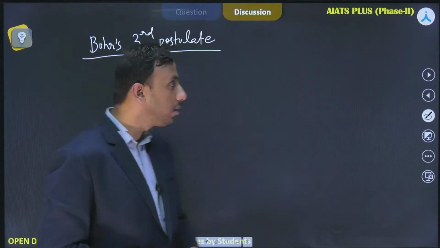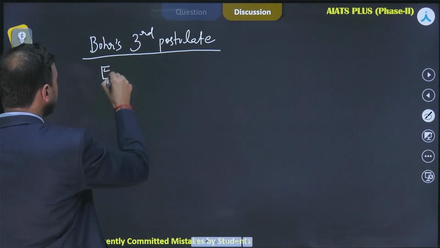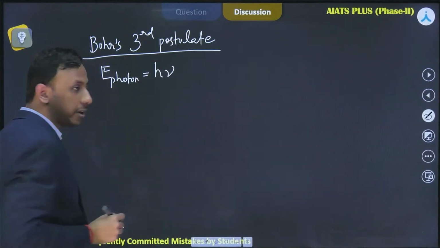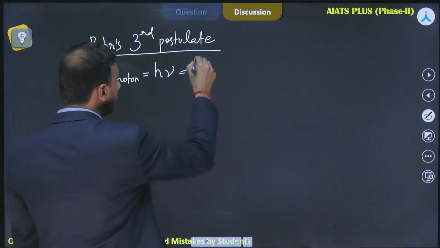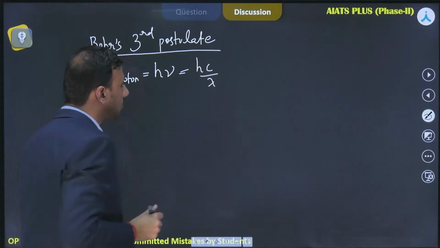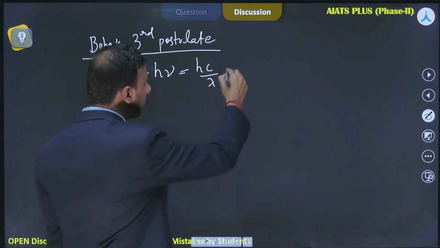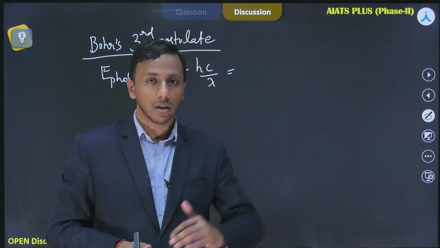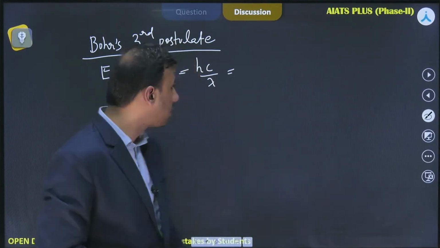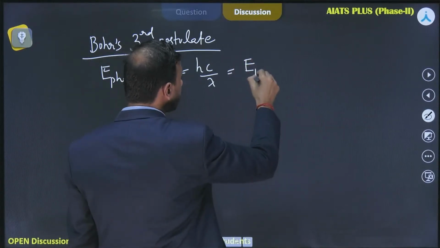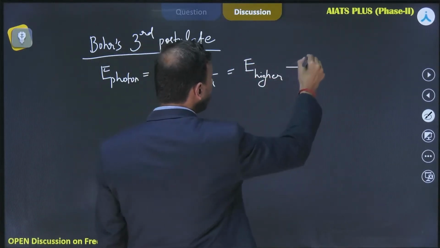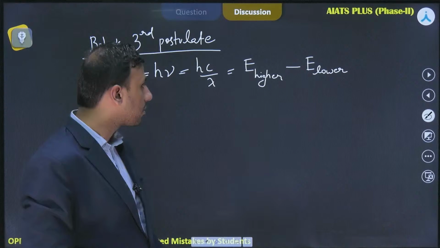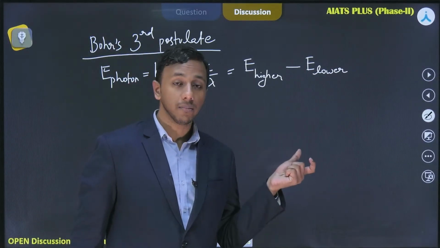And the energy of that photon can be written as h into nu, where nu is the frequency, or we can say it is equal to h into c by lambda, where lambda is the wavelength. And this would be equal to what exactly? As I said, it moves from a higher orbit to a lower orbit, so from a high energy orbit to a low energy orbit. You can remember it like this: higher energy orbit to lower energy orbit.